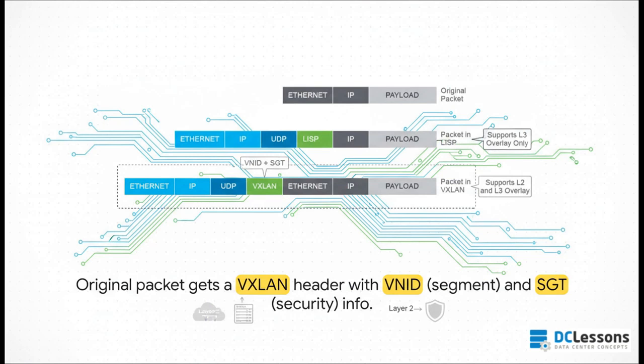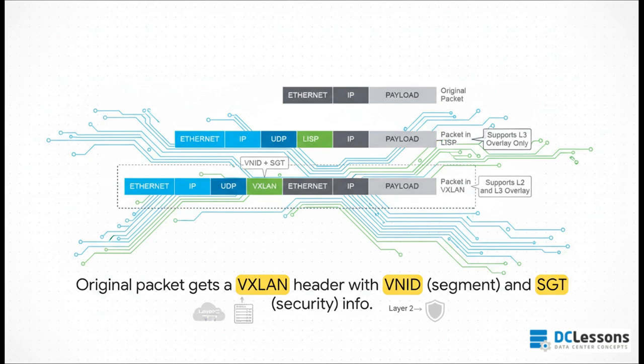See, it takes the original packet from the user and wraps it. It encapsulates it in a whole new set of headers. And that green VXLAN header you see there, that's the key. It contains the virtual network ID, the VNID, which handles the segmentation. But it also carries the scalable group tag, or SGT, which is all about security policy. So this one header does double duty for both Layer 2 and Layer 3 overlays and carries security info.